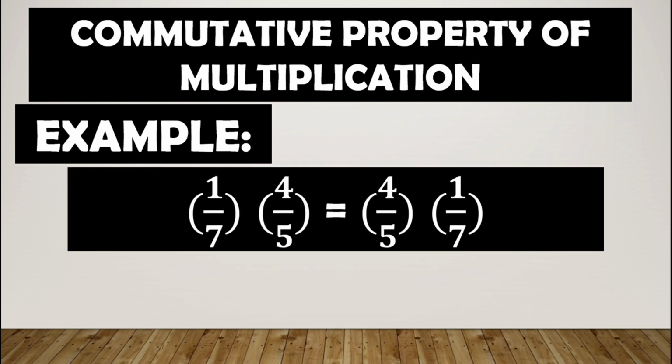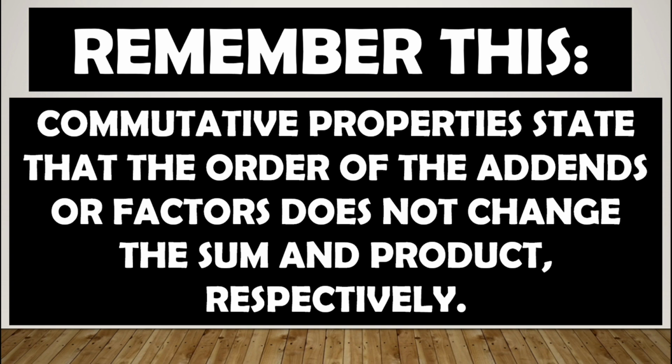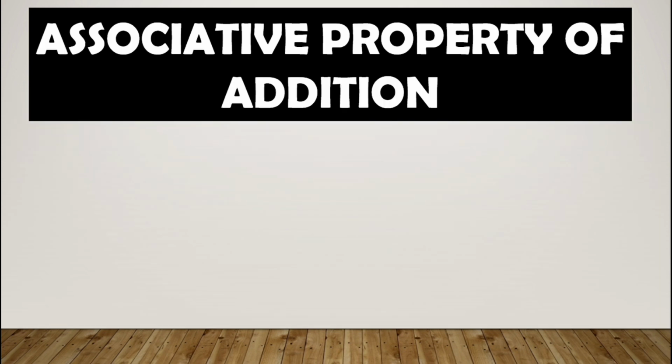1/7 times 4/5 is equal to 4/5 times 1/7. Rules in multiplying fractions, multiply numerator times numerator, denominator times denominator. So the product of the left side of our equation is 4/35, and that is equal to the product on the right side of our equation, which is also 4/35. Remember this. Commutative properties state that the order of the addends or factors does not change the sum and product respectively. Associative property of addition.